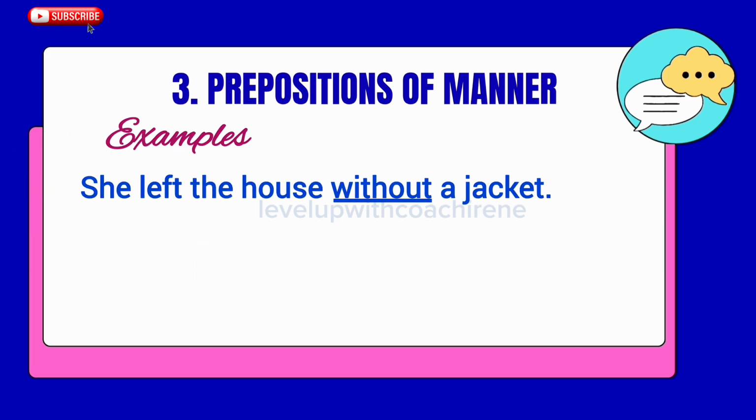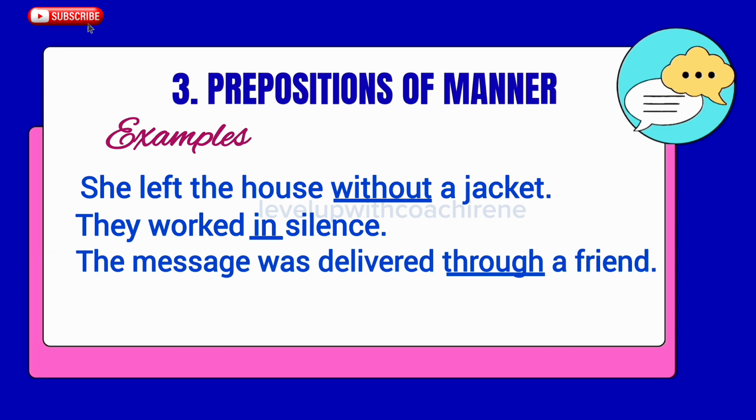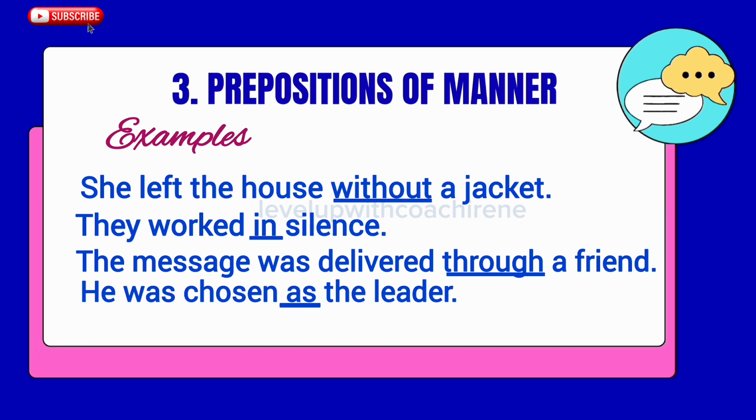Example sentences: she left the house without a jacket. This indicates the absence of something in the manner of the doing. They worked in silence. This shows the condition, state, or manner in which something happens. The message was delivered through a friend. This shows that something is done by means of a process or by using a method. He was chosen as the leader. This indicates that something is done in the role or capacity of someone or something.